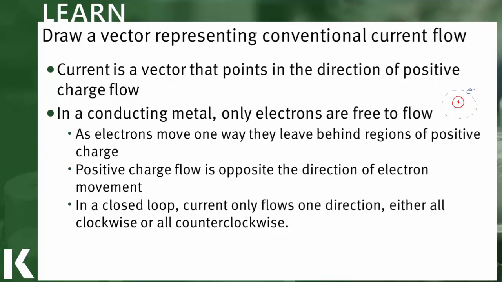A very important thing to mention as well when we're talking about flow direction is that in an electric circuit, current only flows in one direction, either all clockwise or all counterclockwise. So if I have a battery connected to a light bulb, like in this picture, I'm only going to get one direction of flow. I'll never have current flow out of both ends of the battery. And because of the sign convention, I'm always going to flow from the positive side of the battery to the negative side of the battery. Let's try a few problems to drive this home.